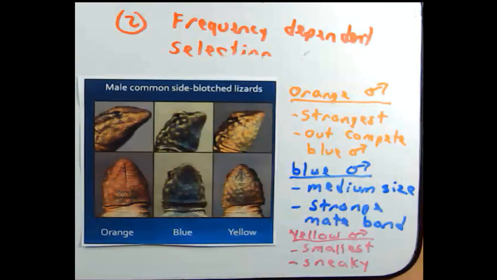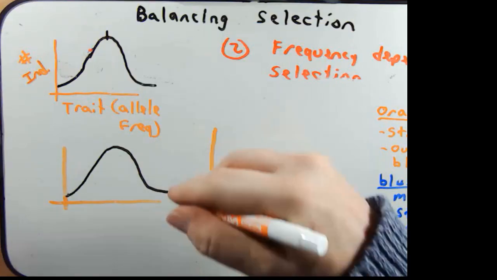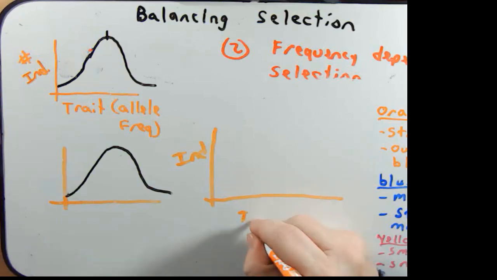Because of this, we see a frequency over time that is pretty well distributed. However, the short-term frequencies of the different alleles that lead to orange, blue, or yellow can vary. Let me show you what I mean by that. So we have number of individuals on the vertical axis, right? Still, that hasn't changed. And here what we're going to call this is traits over time.